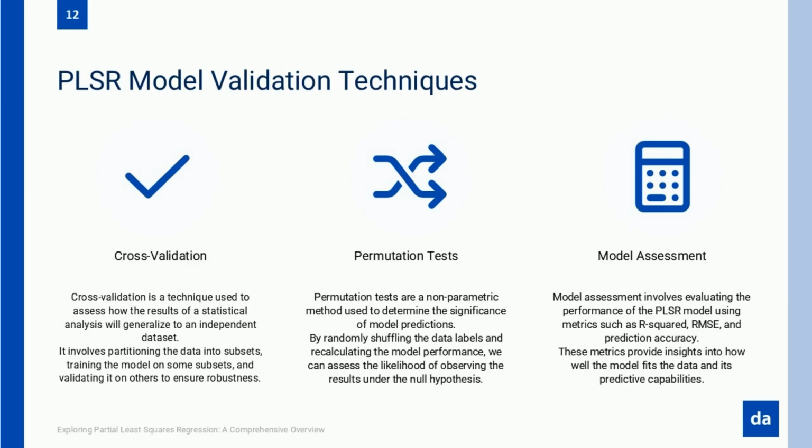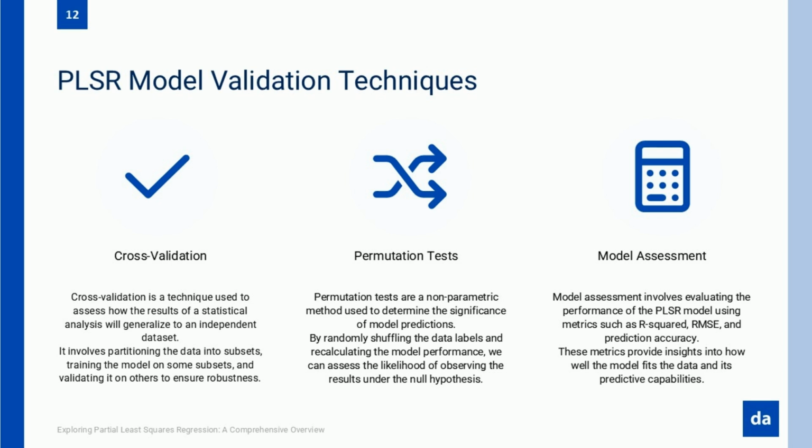First up, cross-validation, the MVP of model validation. The idea is simple. Instead of using all your data to train the model, you split it into chunks, train on some parts, and test on the others. By rotating through different training and testing sets, you get a much better sense of how well your model generalizes to new data. If your model performs well across different splits, you can be more confident that it's not just memorizing the training data. It's like practicing for an exam with different test versions. If you score well on all of them, you actually know the material.